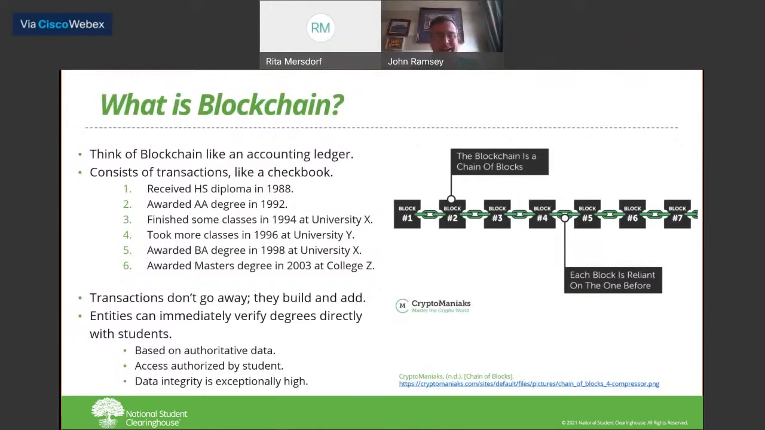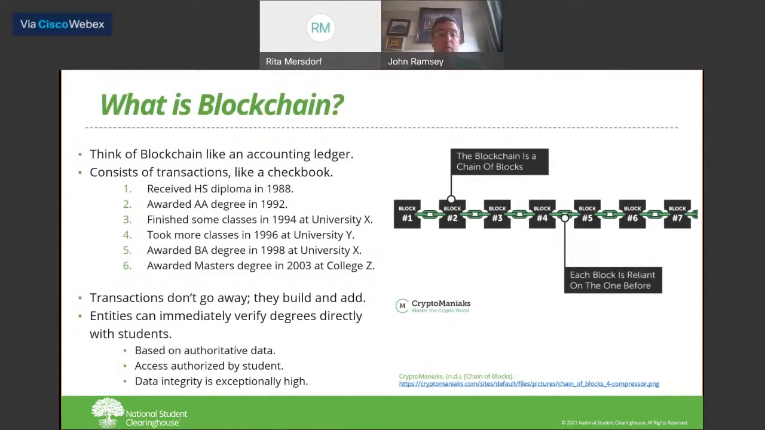Blockchain is essentially that. It records every action and acts as a witness to all the transactions that have occurred since the creation of the blockchain itself on the individual or whatever is being recorded. So let's walk through a better example. Let's look at block number one. Let's say John received a high school diploma in 1988. You can't undo the fact that I received a high school diploma, and it's coming from the high school itself as the authoritative source that I got it. Poof, that would be block number one.